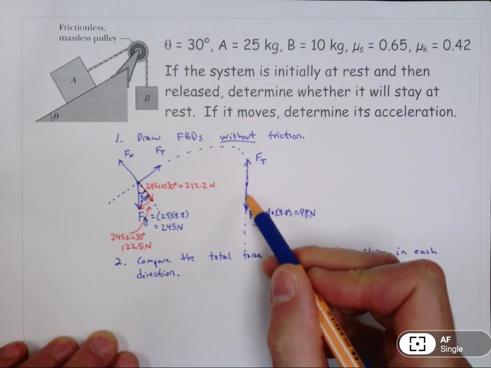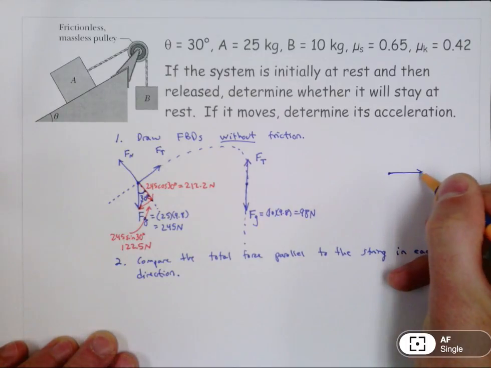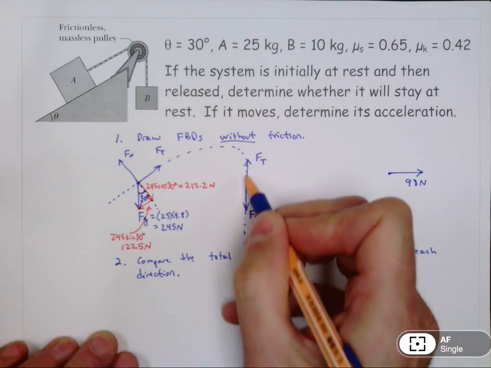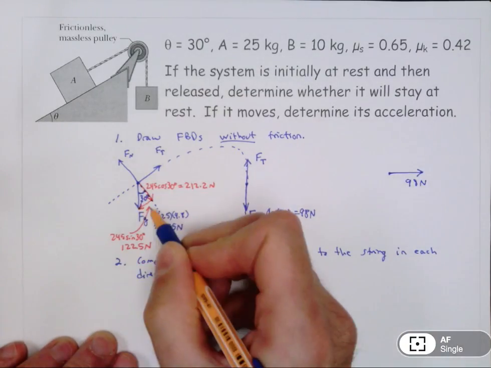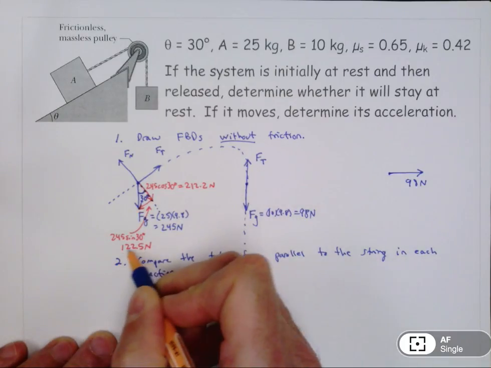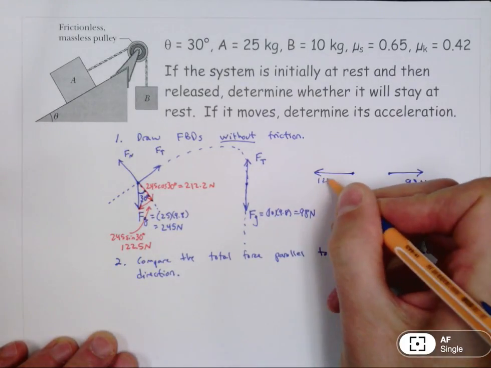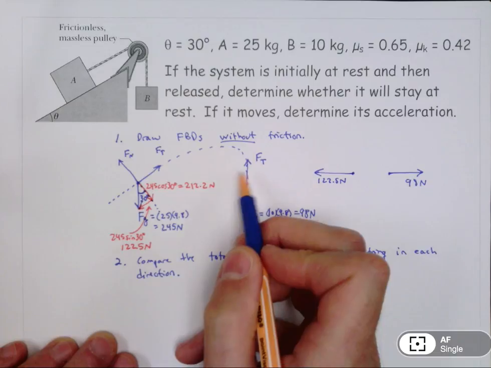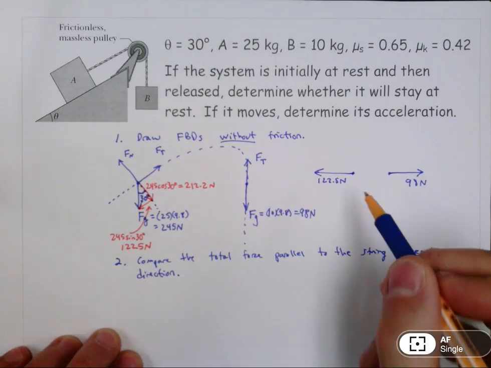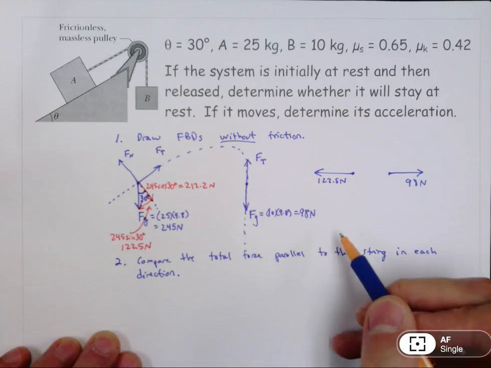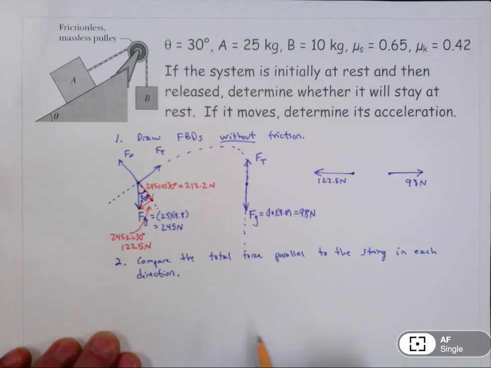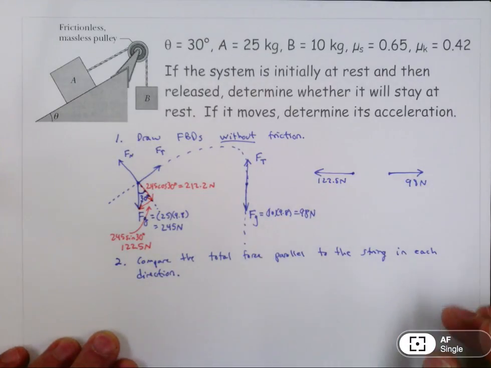But here, pointing this way, maybe I'll draw it over here in that direction, but pointing this way, we have a 98 newton force. And if I follow the string along over here, we have the x component of gravity, which is 122.5 newtons, pulling that way. Those are the only two forces that are parallel to the string other than the tension forces that cancel out. And so now, looking at this, we can see that the pulls on the string in either direction are not balanced.